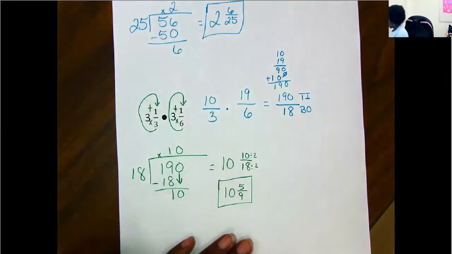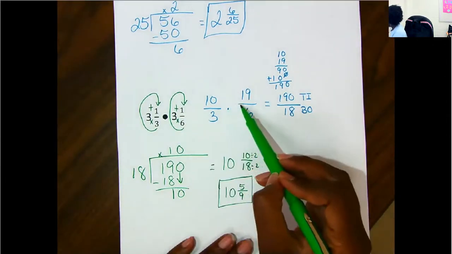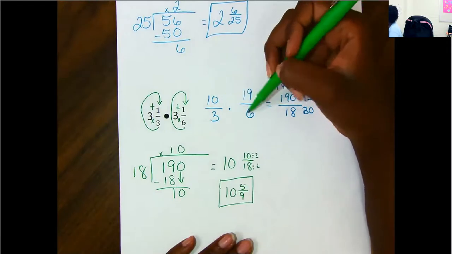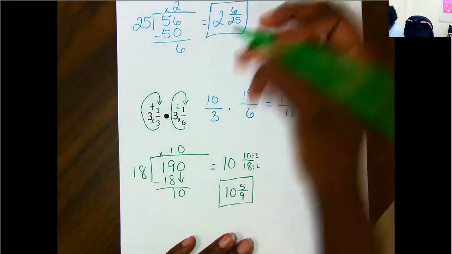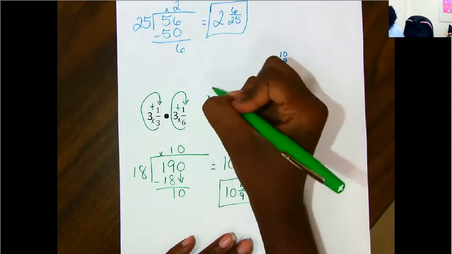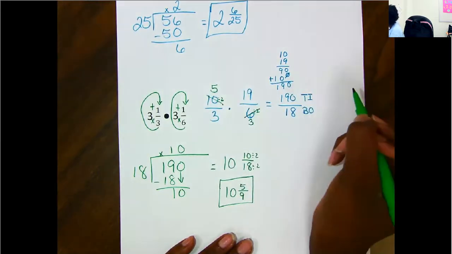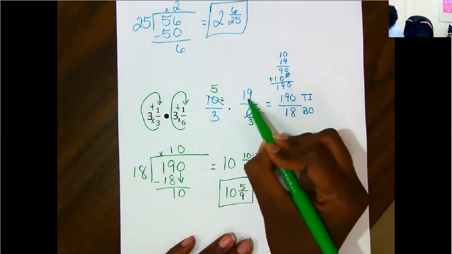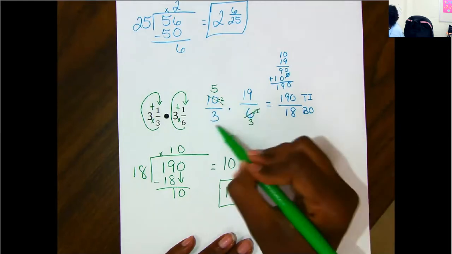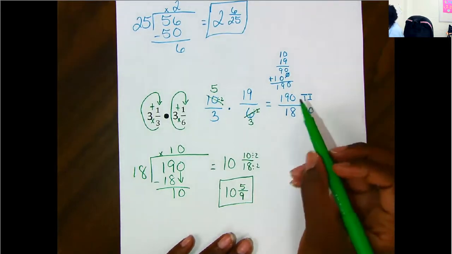For those of you that would like to use a shortcut, I'm going to come back over here from when I multiplied it. So I'm going to check across. 10 and 6. They're both even, so I know they share a 2. So if I divide 10 by 2, I get 5. If I divide 6 by 2, I get a 3. Now I'm going to check this way. 3 and 19. They don't share anything, so I'm not able to simplify this way. So let's see if we can get a different result.